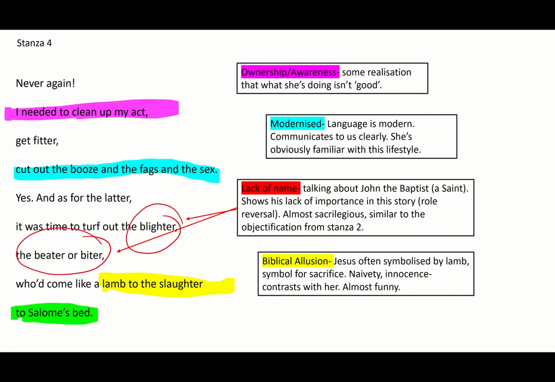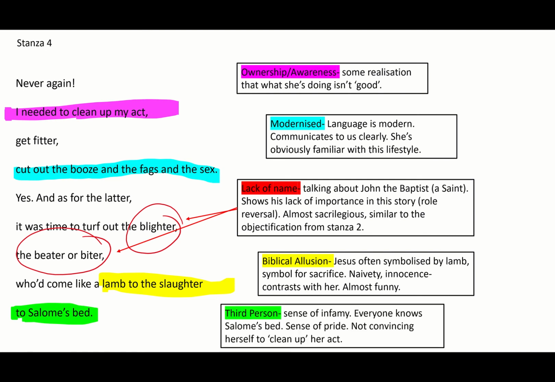On a side note, that's what Mary Had a Little Lamb is based on. Mary from the Bible. Mary had a little lamb, fleece as white as snow. Interesting. So who'd come like a lamb to the slaughter to Salome's bed. Interesting that she doesn't say my bed.